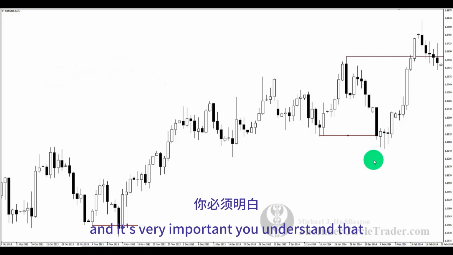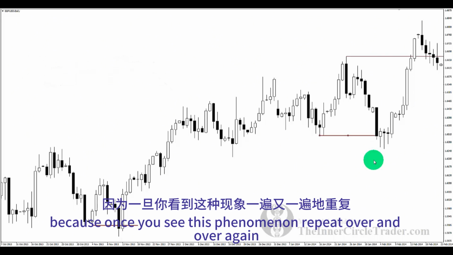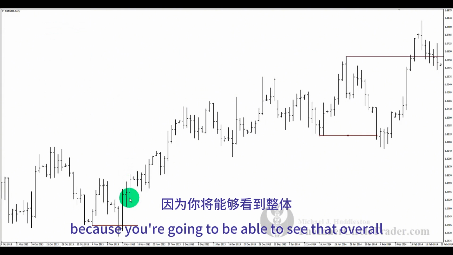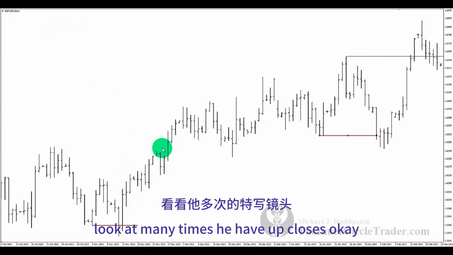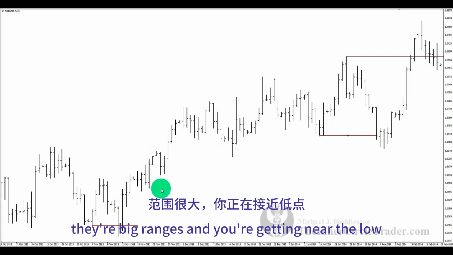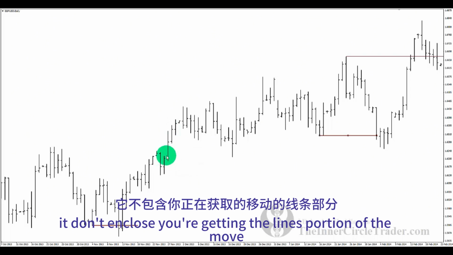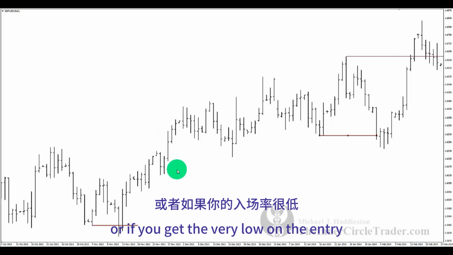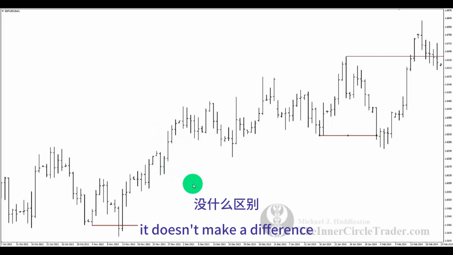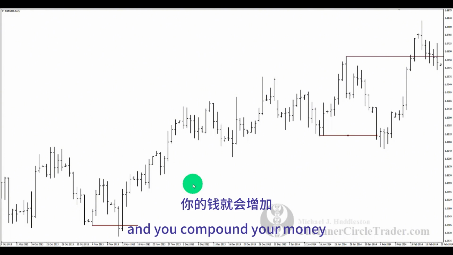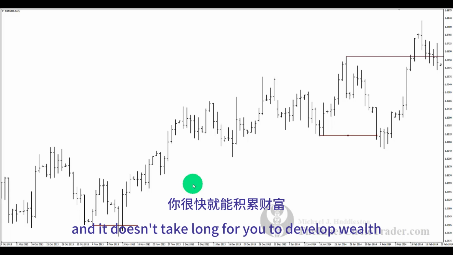Okay, and it's very important you understand that, because once you see this phenomenon repeat over and over again, yes, you're going to take losses, but you're not going to fear them, because you're going to be able to see that overall, look how many times we have up closes. Okay, and they're big ranges. They're not little things. They're big ranges, and you're getting near the low of the day with London and getting out near the London close. You're getting the lion's portion of the move. Who cares if you don't get the very high or if you get the very low on the entry? It doesn't make a difference. You just need a lion's portion of the move over a long period of time, and you compound your money, and it doesn't take long for you to develop wealth.